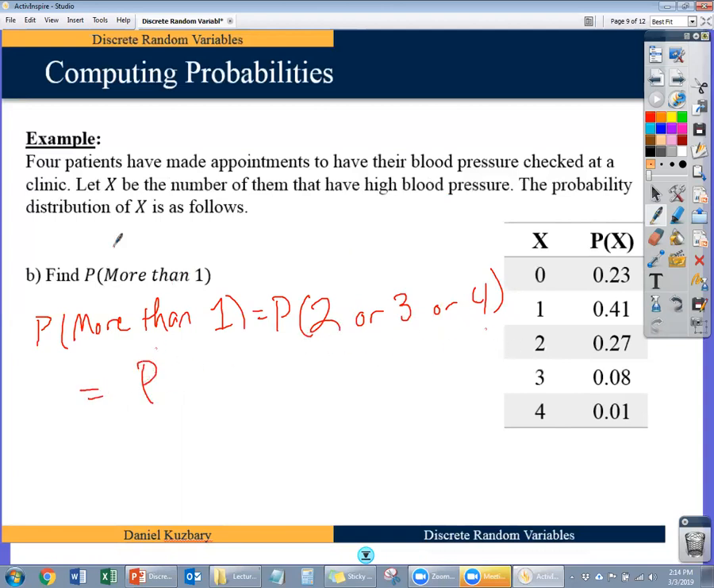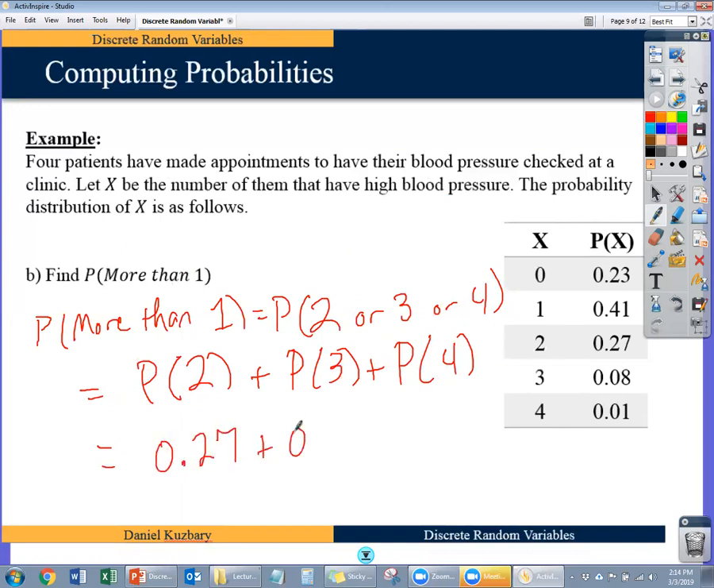This is just the probability of 2 plus the probability of 3 plus the probability of 4. And I've already done some of those. So this is 0.27 plus 0.08 plus 0.01. This is equal to 0.36. So that's not bad. Not bad at all.